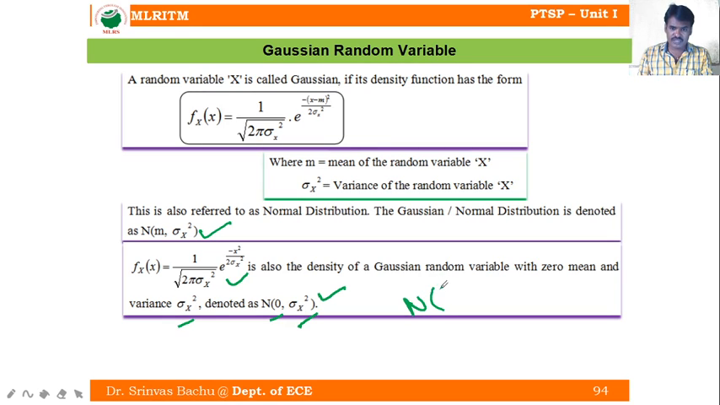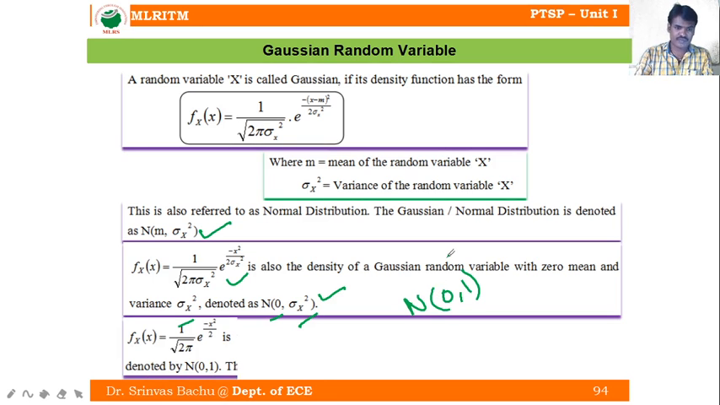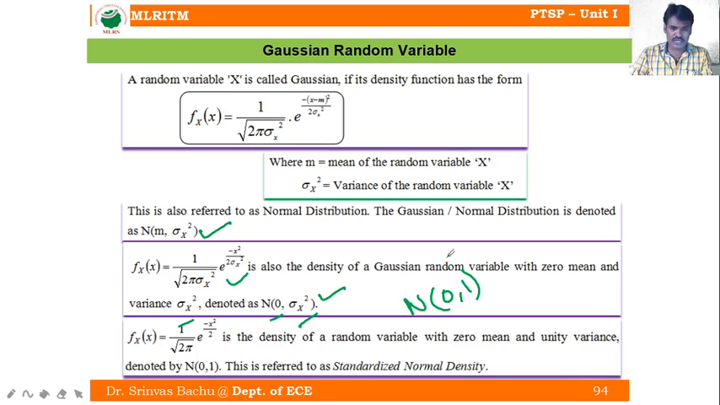standard normal. It means the mean is 0 and the variance is 1, that is N of 0 comma 1, which equals 1 by root 2 pi into e power minus x square by 2. This is the density of the random variable with zero mean and unity variance, also called the standardized normal density or standardized Gaussian density, N of 0 comma 1, equal to 1 by root of 2 pi into e to the power of minus x square by 2.